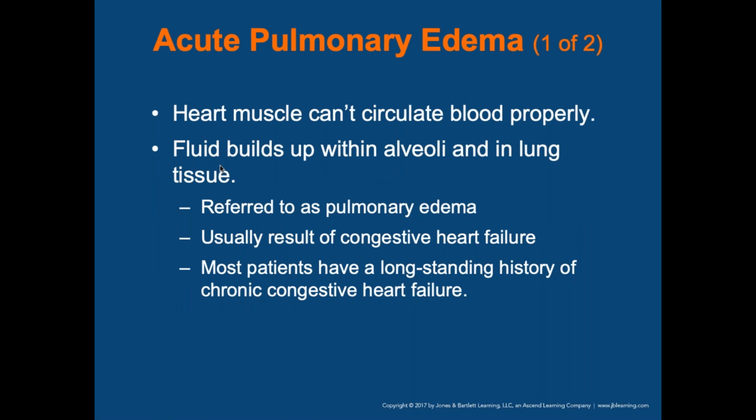All right, so acute pulmonary edema. Sometimes the heart muscles cannot circulate properly. The left side of the heart cannot remove blood from the lungs as fast as the right side delivers it. Therefore, it builds up within the alveoli and in the lung tissue. This accumulation of fluid is then referred to as pulmonary edema. It usually results from congestive heart failure.